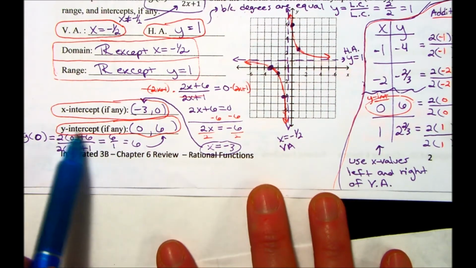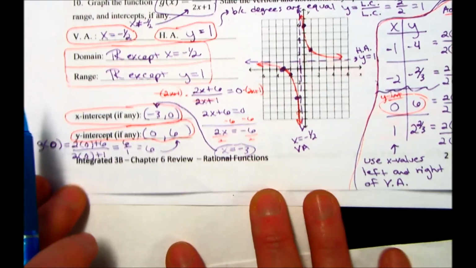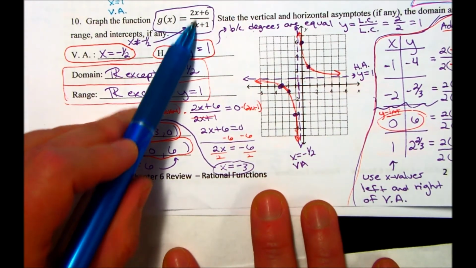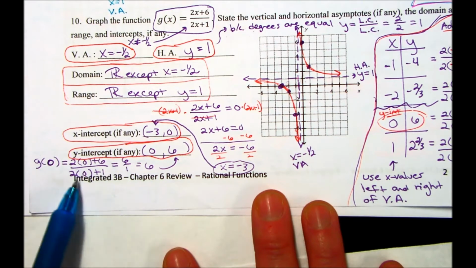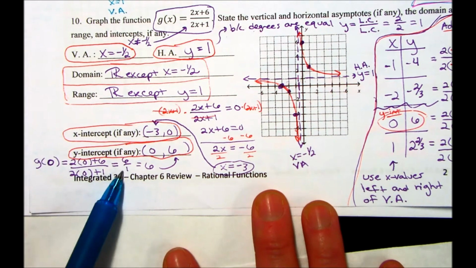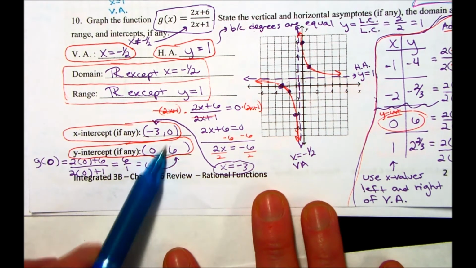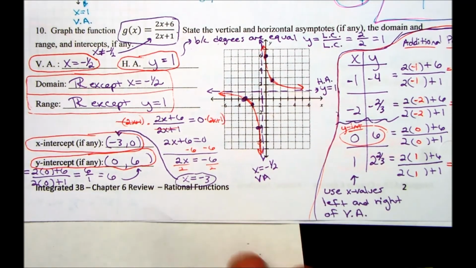All right, so as far as finding the y-intercept, again, you substitute 0 for x. So if we plug 0 in for x, the 2 times 0 plus 6 would just be 6. 2 times 0 plus 1 would just be 1. When you divide, you get 6. So that gives us our y-intercept of (0, 6). All right, so now we go to the graph.